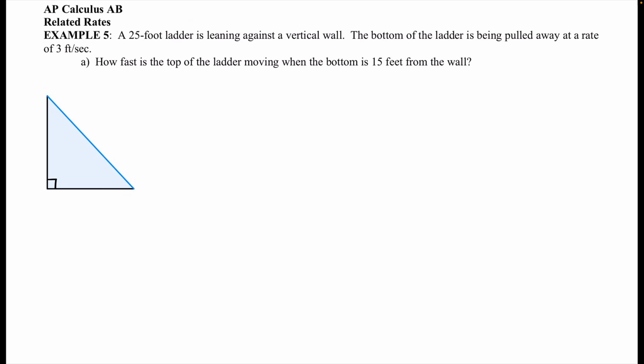So I know the hypotenuse. What is the hypotenuse? 25 feet. How do I know it's 25 feet? Because the ladder is leaning against the straight wall. The blue is the ladder, right? That's the ladder part. So I know z is 25 feet.